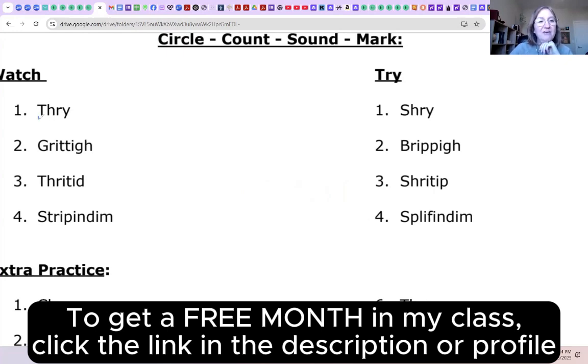So here we have a digraph blend. This THR is going to say thr, as in through or throw. And then Y at the end of a short word says I. When Y is the only vowel in the word, it says I if it's at the end. So the sounds are th, r, I, thry, thry. Go ahead and try yours over here.